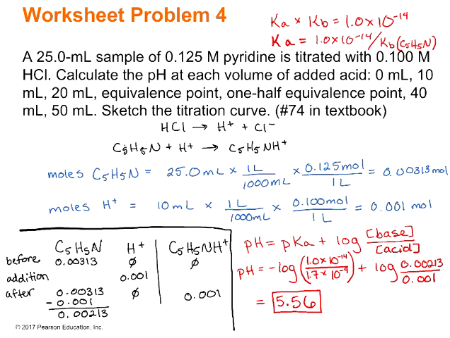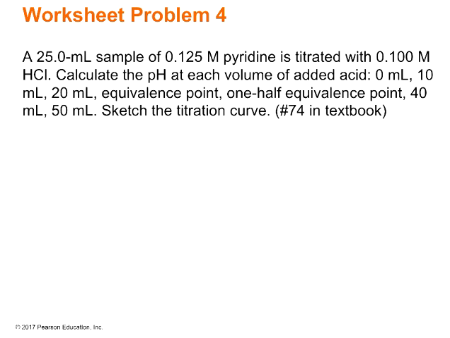Okay, so we saw in the last calculation we had a pH of 9.16, and now the pH has dropped to 5.56 after adding 10 milliliters of 0.1 molar hydrochloric acid. So let's do the same thing after adding 20 milliliters of hydrochloric acid.